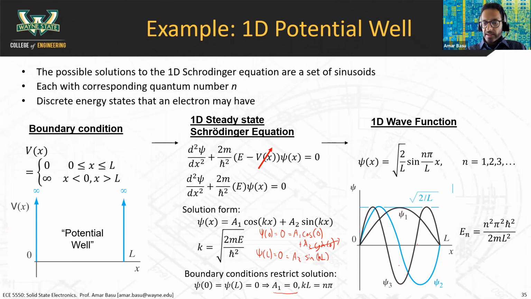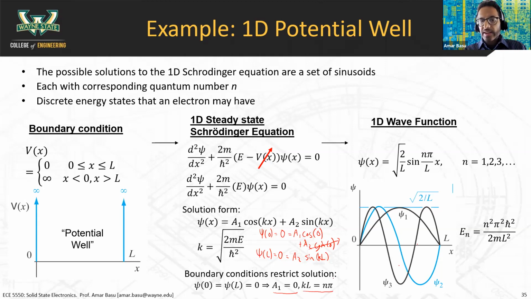So this is the second boundary condition. A2 times the sine of k times L has to equal 0. The only way this can be true is if either A2 is 0, which doesn't make sense because that means our wave function would just be 0 everywhere, or if sine of kL is equal to 0. That's where the second condition comes in.